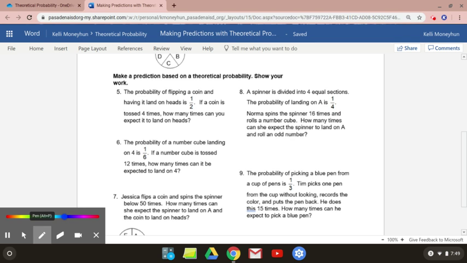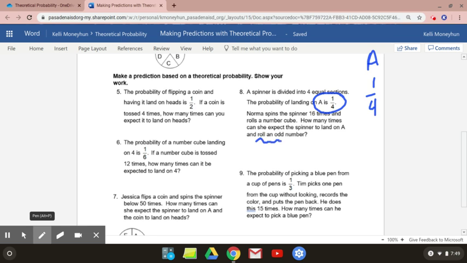Okay, number 8. A spinner is divided into 4 equal sections. Oh, look, it gives you theoretical probability. The probability of landing on A is 1/4. They're so nice. Norma spins the spinner 16 times and rolls a number cube. How many times can she expect the spinner to land on A and roll an odd number? Okay, so we have a compound or combined probability first before I put it into a proportion. Okay, so probability of spinning an A is 1 out of 4. They just told me that. But I need to find the theoretical probability of rolling an odd number.